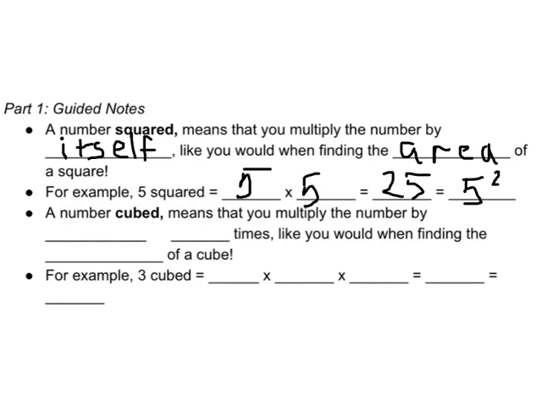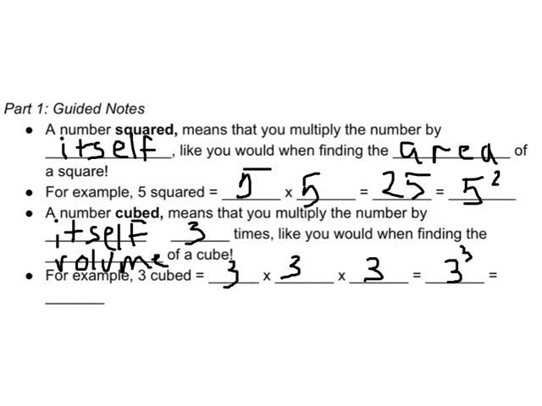A number cubed means you multiply the number by itself 3 times. So instead of just twice, like when you're squaring a number, you multiply the number by itself 3 times, like you would when finding the volume of a cube. So for example, 3 cubed, we're multiplying 3 by itself 3 times, so it equals 3 times 3 times 3. What's another way we could write that? 3 to the third power.